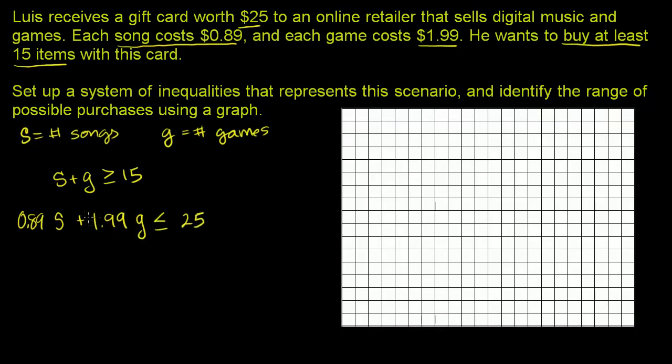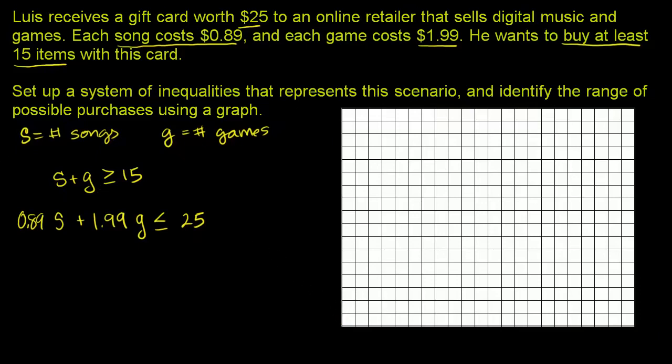Now, if we want to graph these, we first have to define the axes. We only care about the first quadrant because we only care about positive values for the number of songs and the number of games. We don't talk about scenarios where he buys a negative number of songs or games. So we're just going to use the positive quadrant right here.